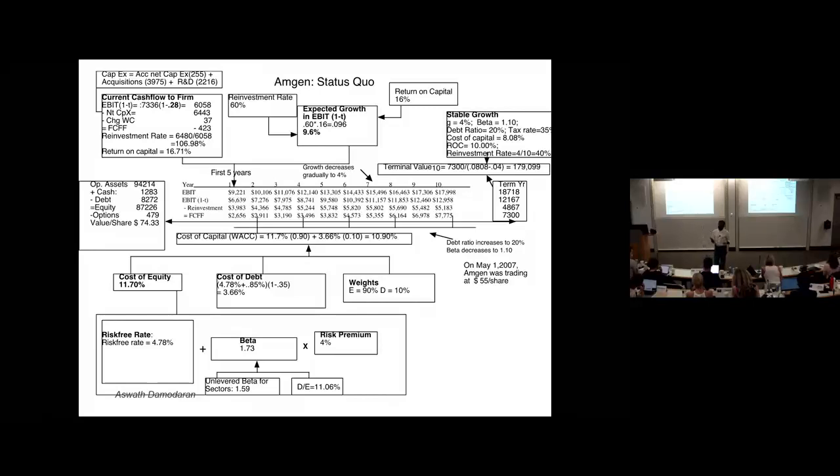So I looked at the past, I saw what they'd done in the past, and I made a judgment call. In 2006, Amgen had been run by the same management for a while. They were well established. There was no threat to them. I assumed the status quo. In other words, that they would continue to run the company the way they've done it in the past.